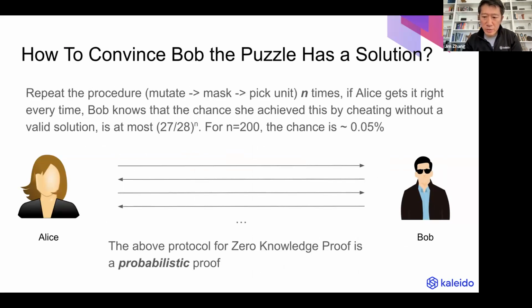So after these interactions, Bob can be fairly convinced that the puzzle that Alice designed does have a real solution, because otherwise, if Alice tries to cheat, the chance of her cheating and getting every challenge right is very low. So as you can see, this type of zero-knowledge proof is a probabilistic proof. You can never be 100% sure. You can be sufficiently convinced that the chance to cheat and to meet the challenge is very, very low. As long as it's low enough for your criteria, you can be convinced that the proof is legitimate.